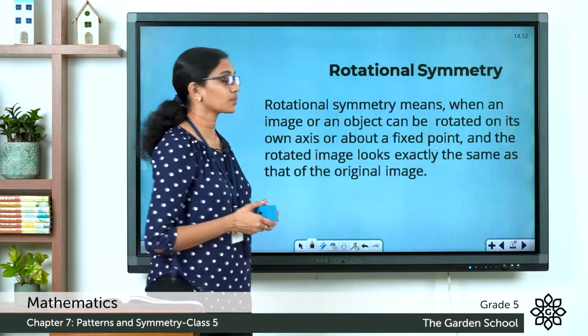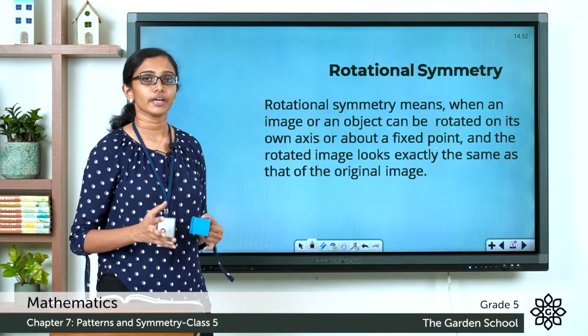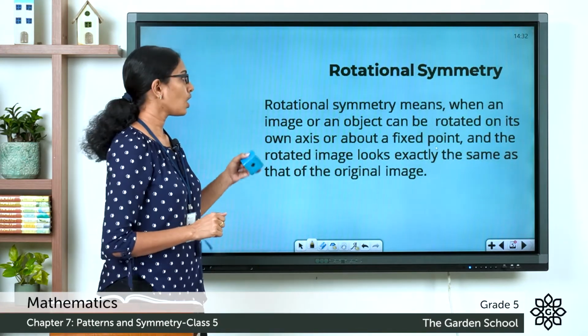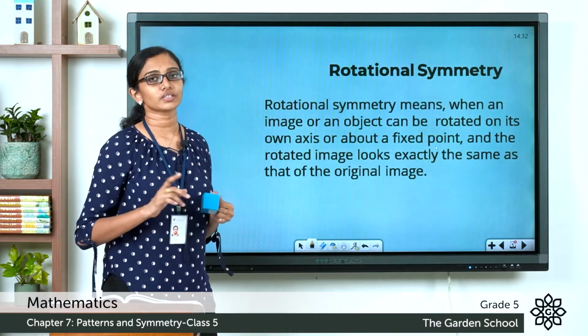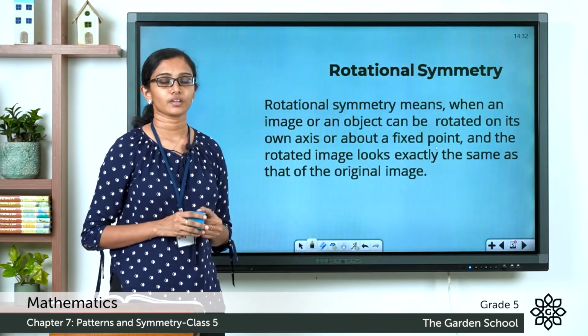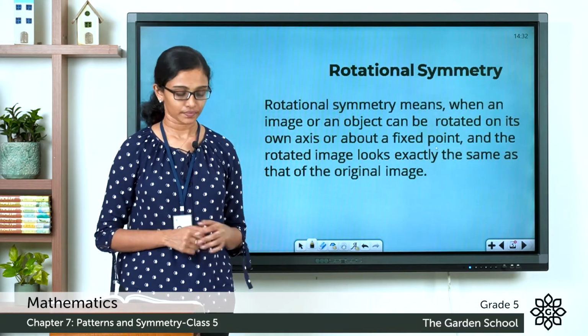So how would you define rotational symmetry? Rotational symmetry means when an image or an object can be rotated on its own axis or about a fixed point, and the rotated image looks exactly the same as the original image. Yeah? Now let's see more about turning shapes.